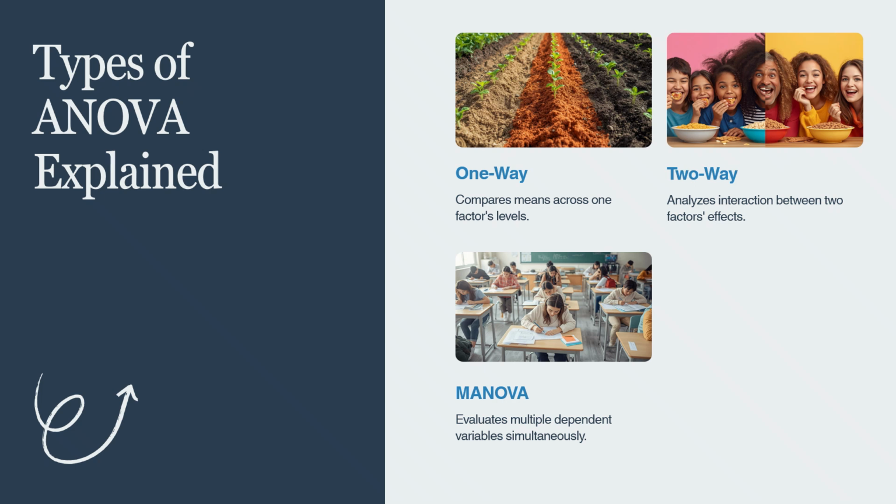Types of ANOVA. There are mainly three types of ANOVA. The first one is one-way ANOVA, which compares means of three or more groups based on one factor. For example, comparing student marks among three teachers. The second one is two-way ANOVA, which considers two factors simultaneously, like teaching methods and gender. The third one is MANOVA, which is multivariate ANOVA, used when we have multiple dependent variables.